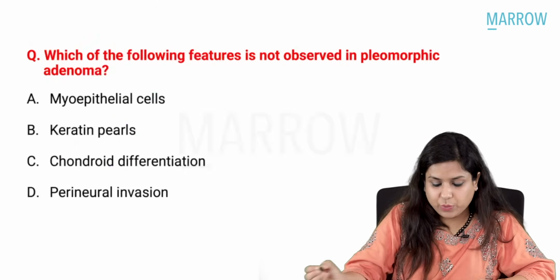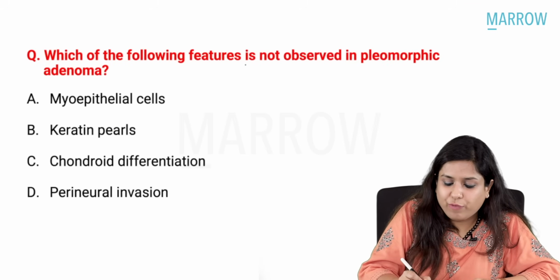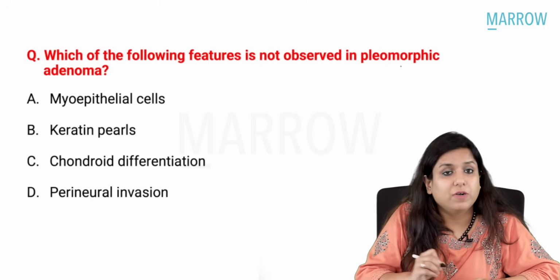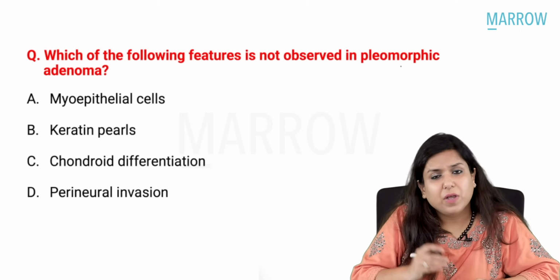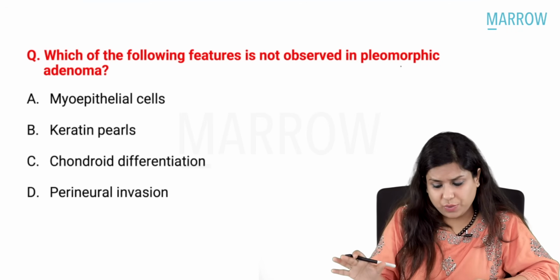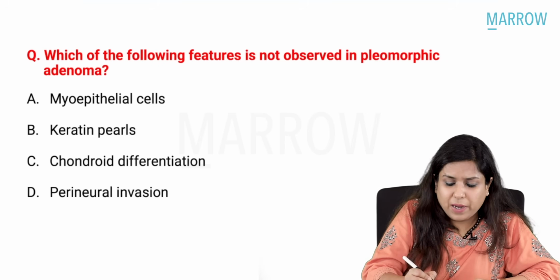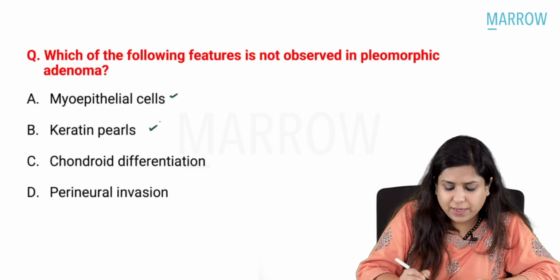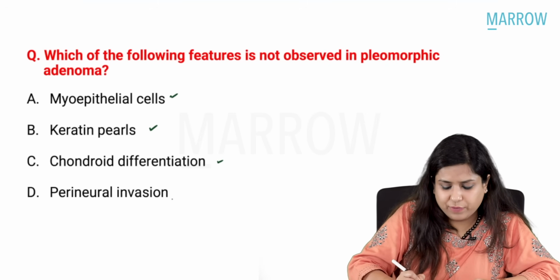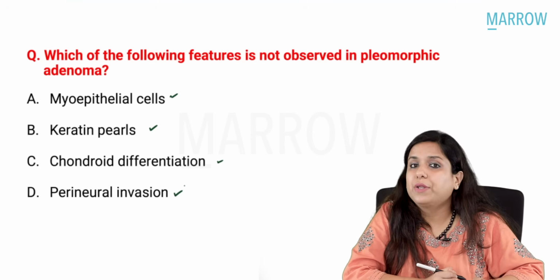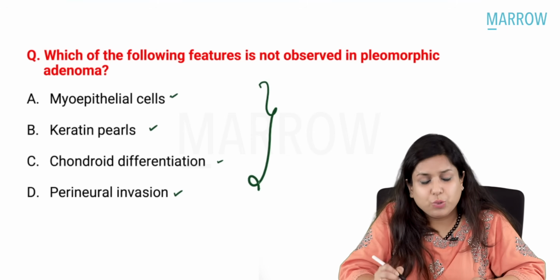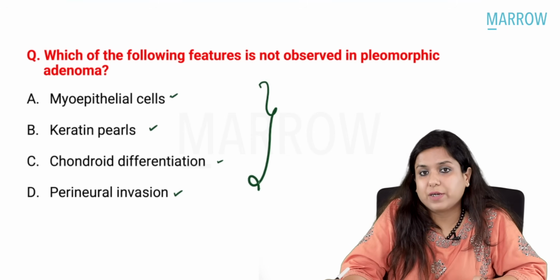Correct? Next question, students. Which of the following features is not observed in a pleomorphic adenoma? Some students got confused in this question. One option is a myoepithelial cell, one is a keratin pearl, one is a chondroid differentiation, another is a perineural invasion. They have asked you what is not seen in a pleomorphic adenoma.